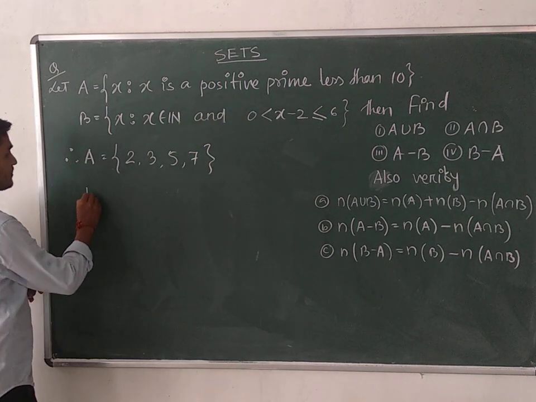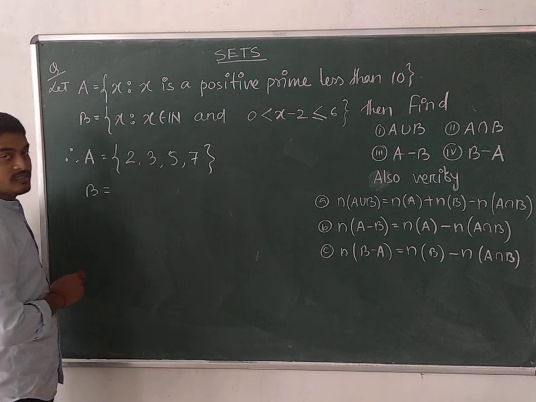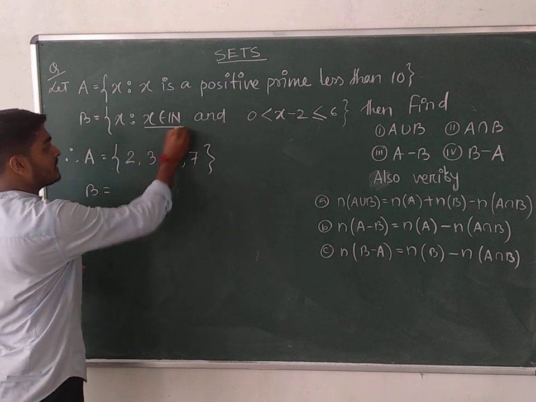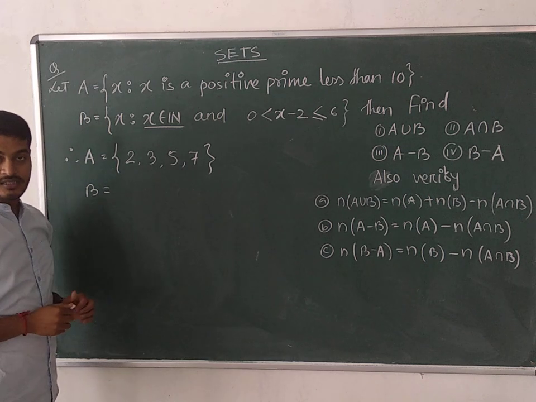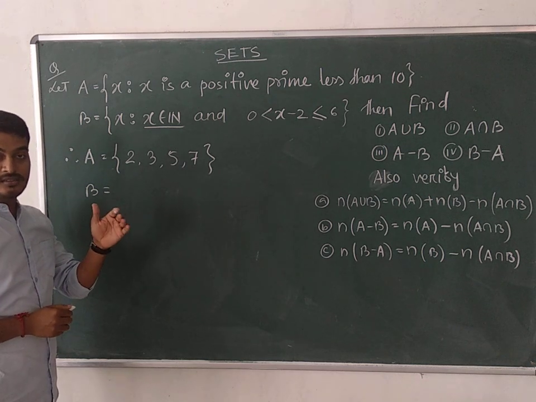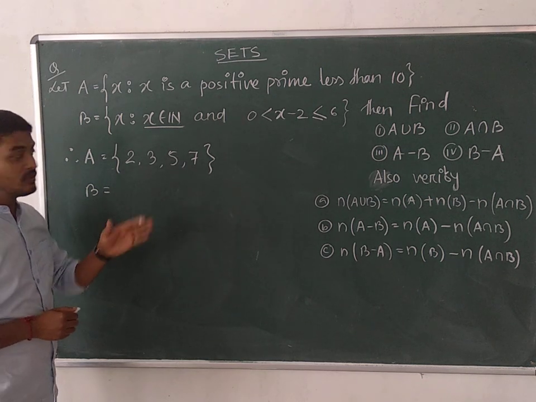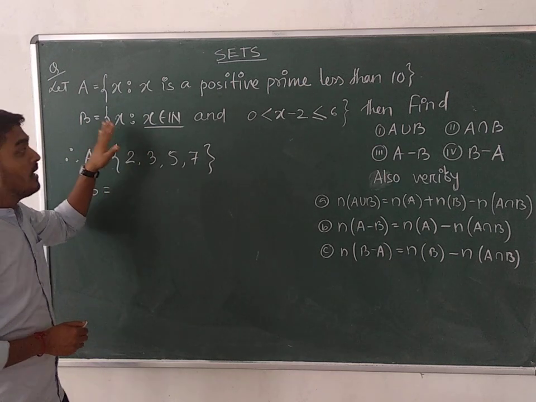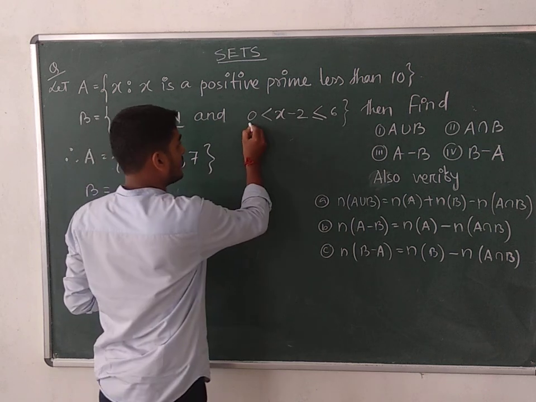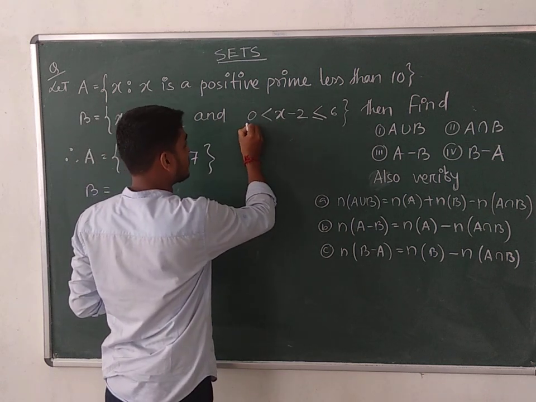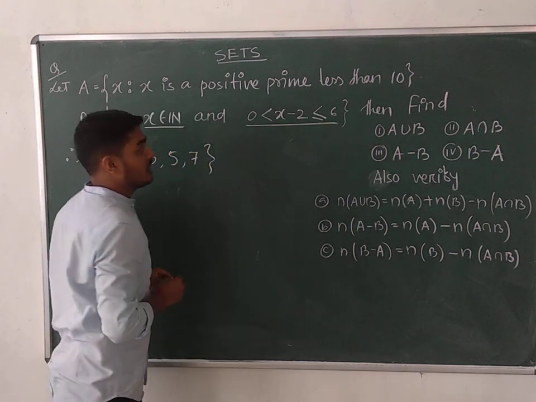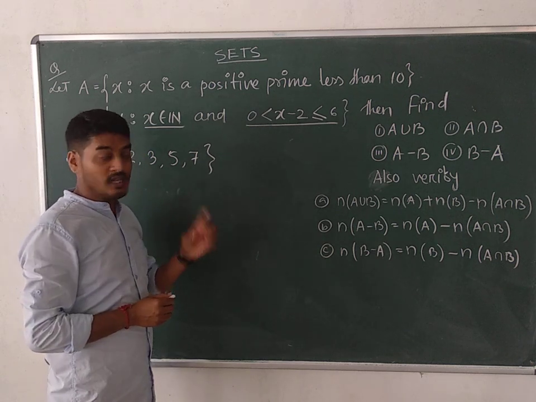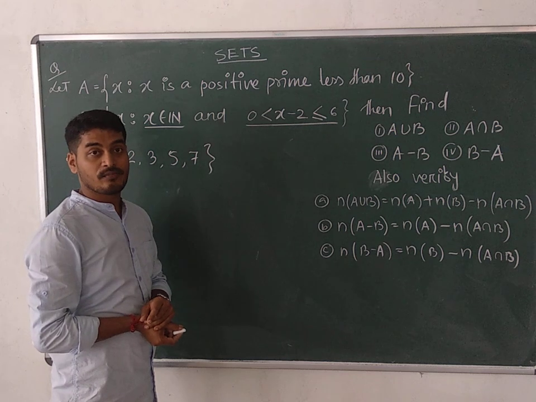What are the elements of the set B? B is the set which contains all the elements. First of all, this should be a natural number. Obviously, numbers should start with 1. All the counting numbers are known as natural numbers. First of all, the set B will contain only natural numbers. And what is the condition? The element should satisfy this condition. What is the condition? x minus 2. That means if we subtract 2 from that number, it should lie between 0 and 6.